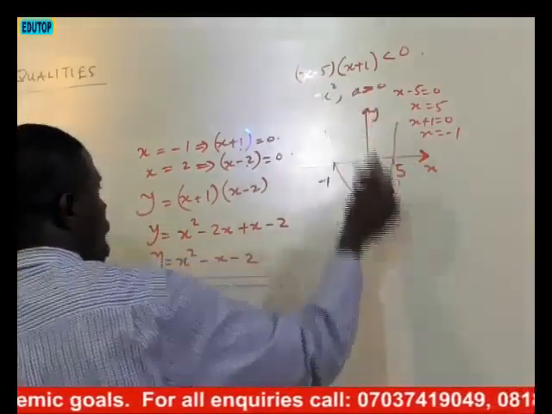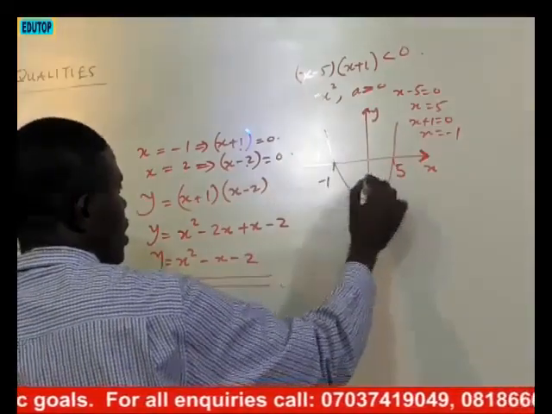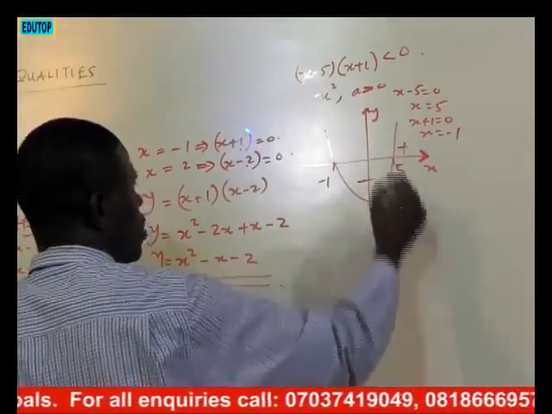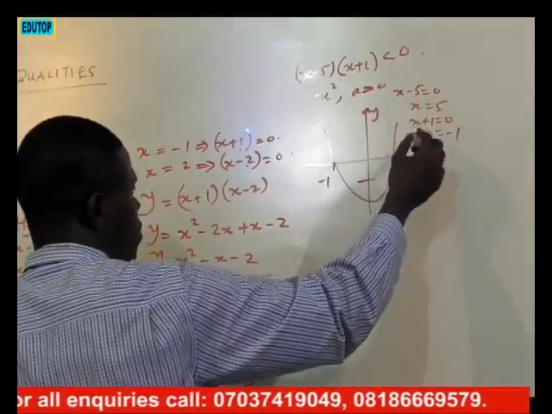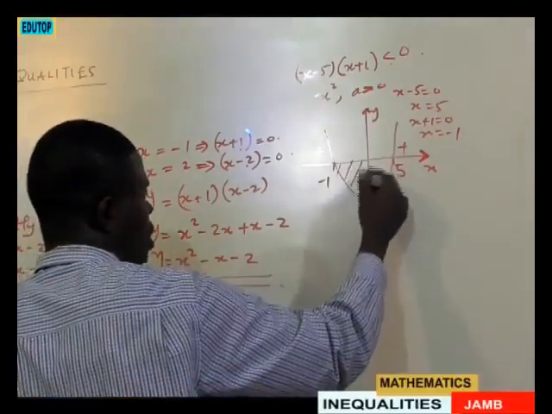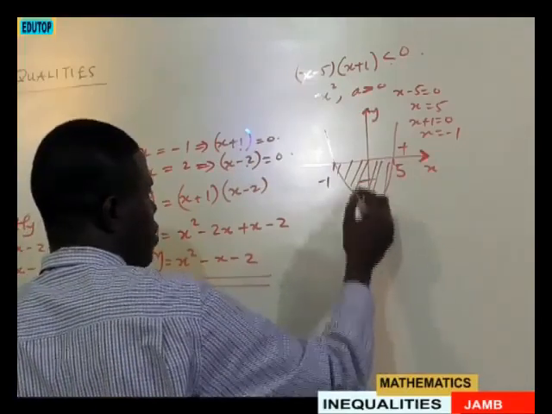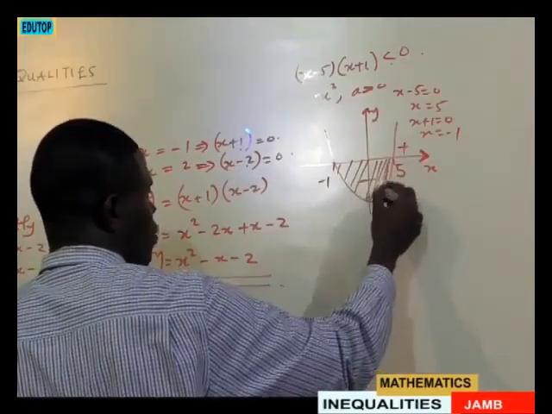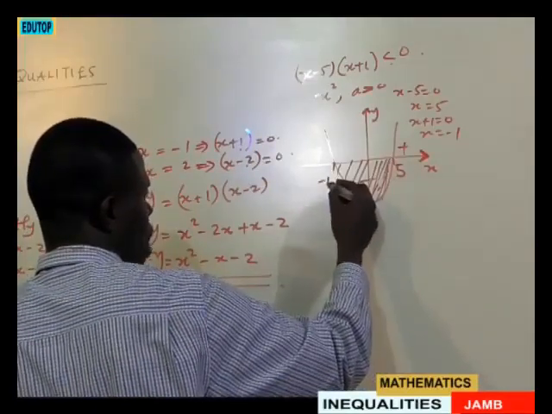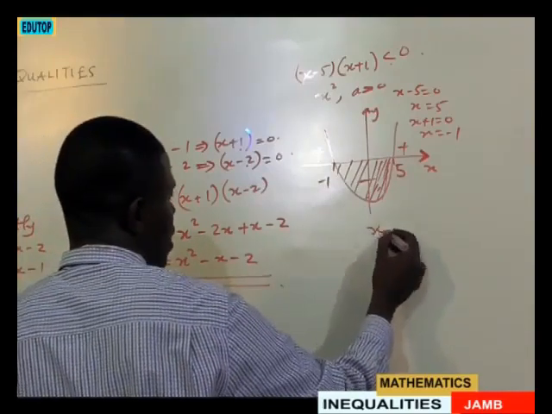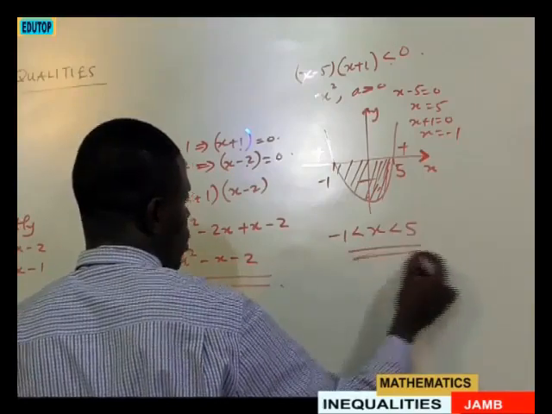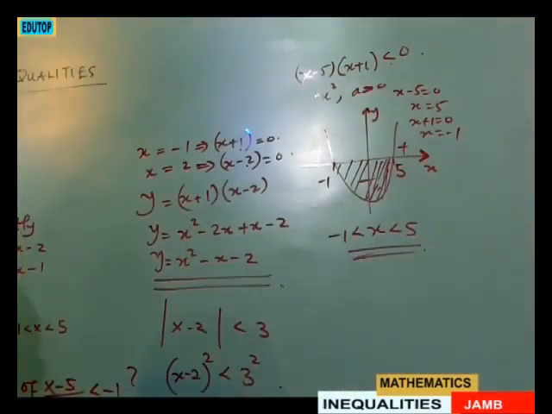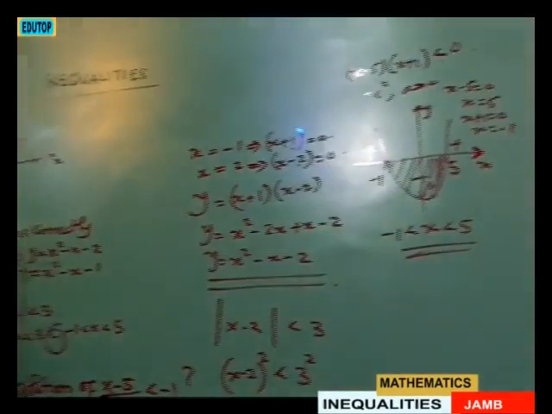Then you look at what you have. This is a positive region, this is a negative region, this is a positive region. But you look at our graph, it is less than 0, which makes it negative. So we shade the negative region. That means since we are shading the negative region, which lies between minus 1 and 5, then we have our x lying between minus 1 and 5. So we go to our options and see the one that matches this. So come to our options here, which is then option C.